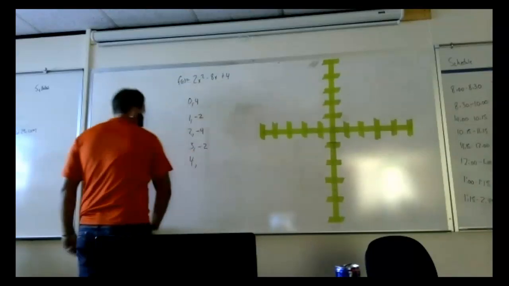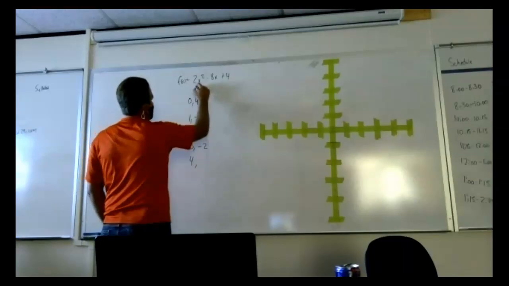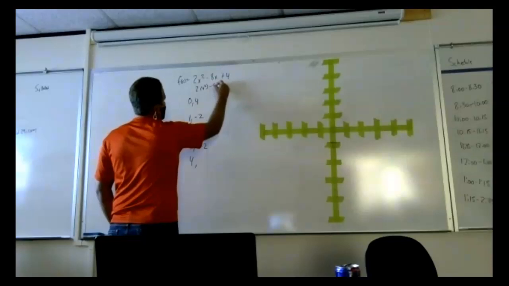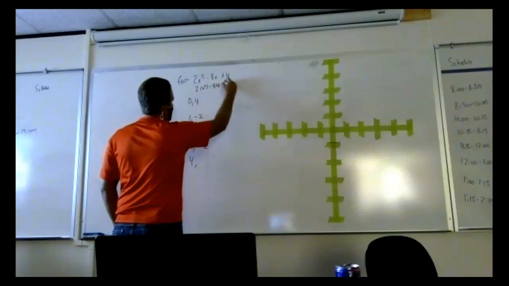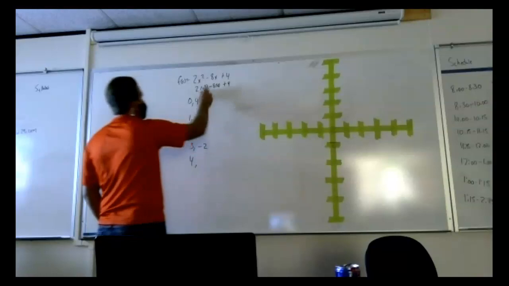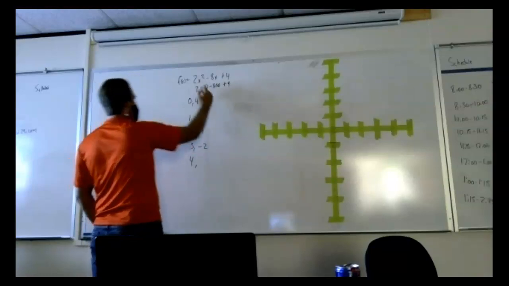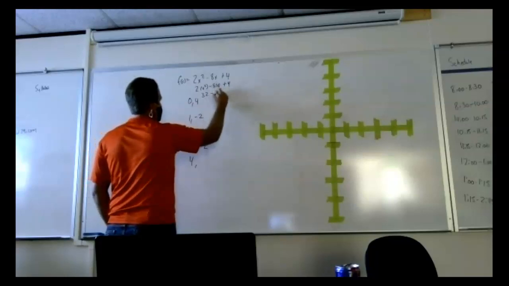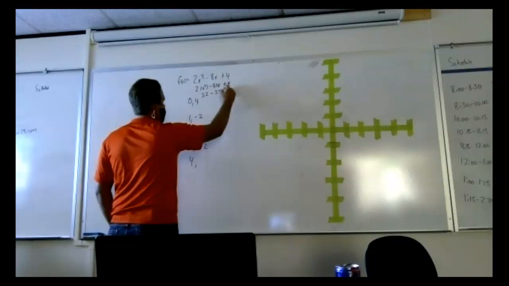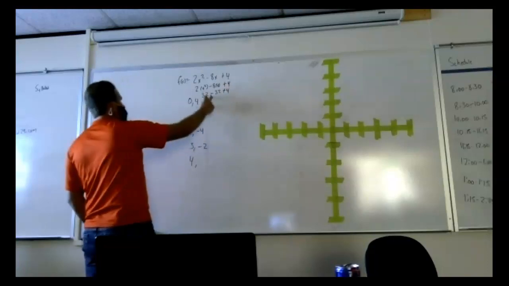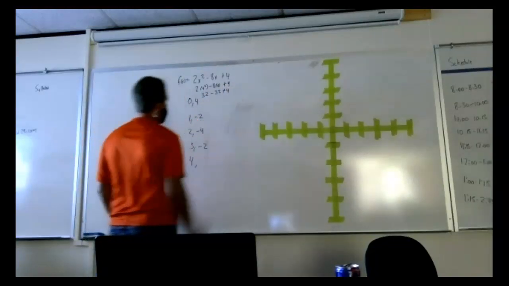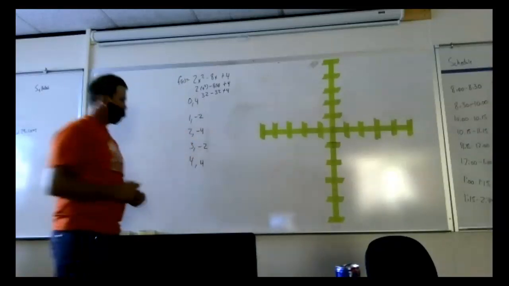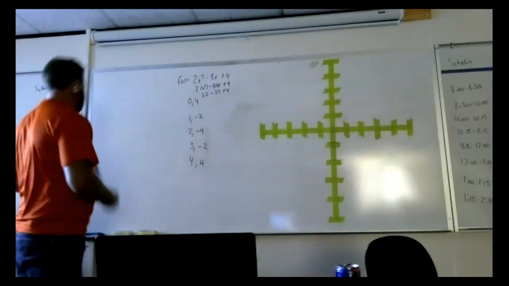And then our final one is the point 4, or the x value 4. So we have 2 times the quantity of 4 squared minus 8 times 4 plus 4. 4 squared is 16 times 2 is 32. 8 times 4 is 32, then plus 4. So 32 minus 32 plus 4 is equal to 4. 32 minus 32 is 0, plus 4 is 4.